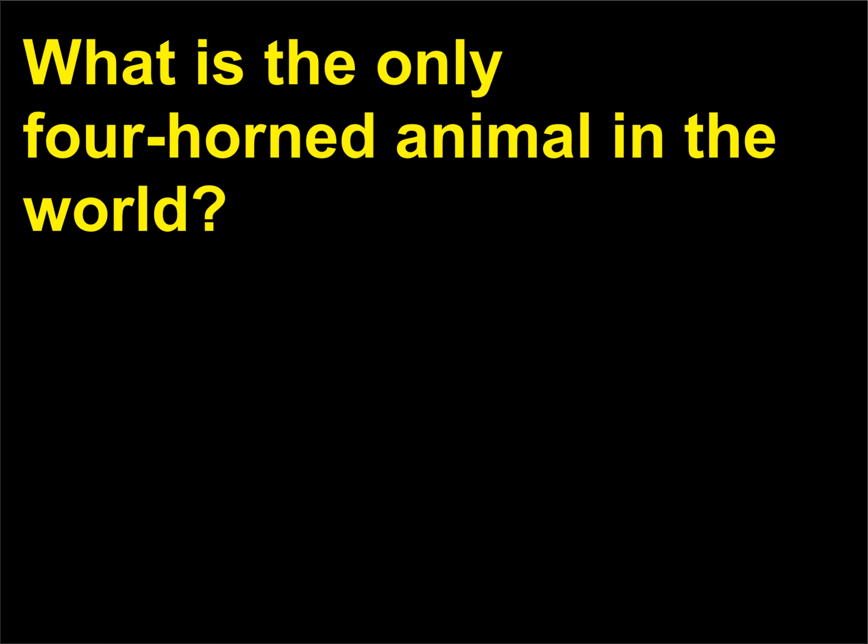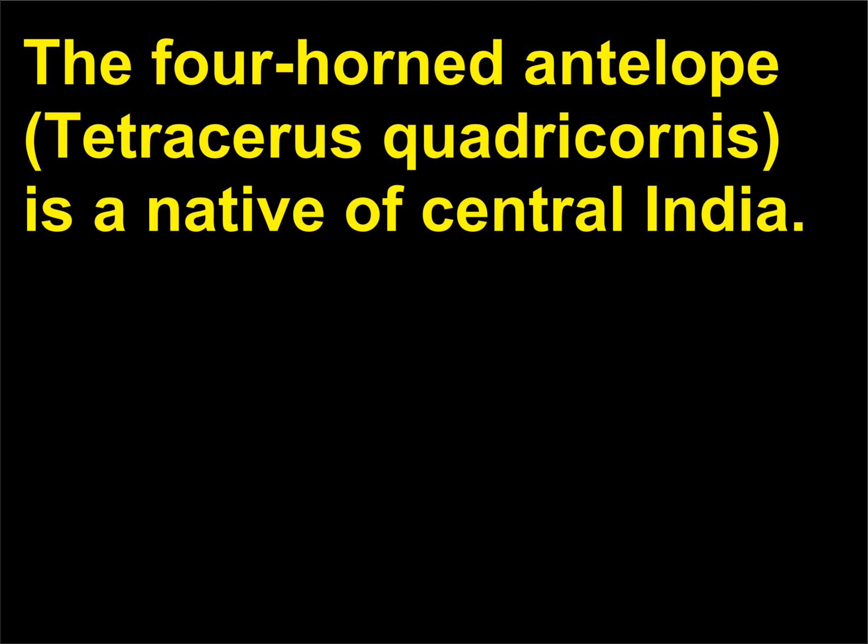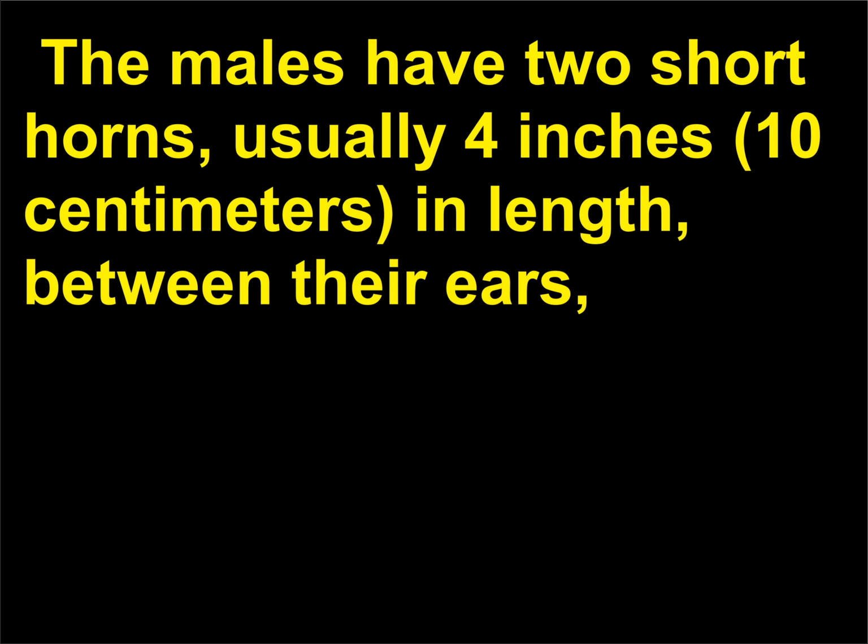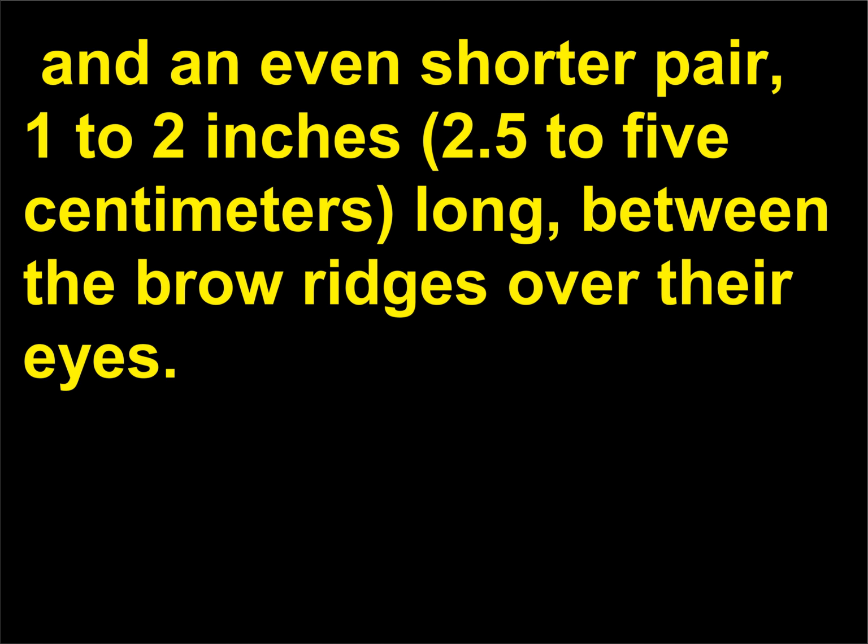What is the only four-horned animal in the world? The four-horned antelope, Tetracerus quadricornis, is a native of central India. The males have two short horns, usually 4 inches, 10 centimeters, in length, between their ears, and an even shorter pair, 1 to 2 inches, 2.5 to 5 centimeters, long, between the brow ridges over their eyes.